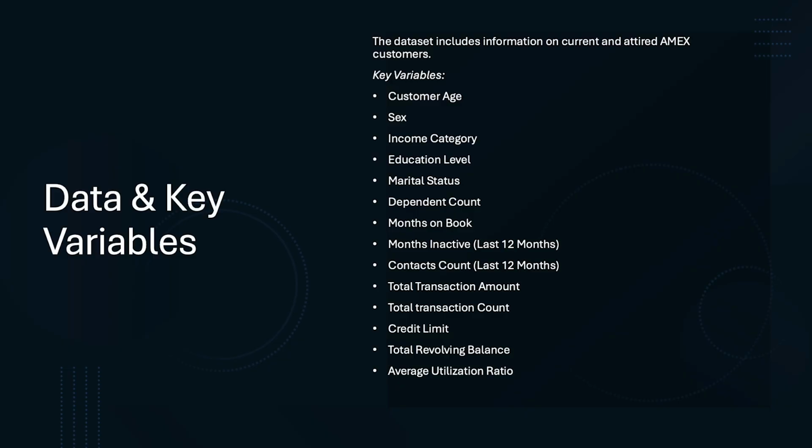We also look at customer behavior variables such as months on book, months inactive, contact count in the last 12 months, total transaction amount and count, credit limit, revolving balance, and average utilization ratio. These variables help us identify patterns related to customer attrition.